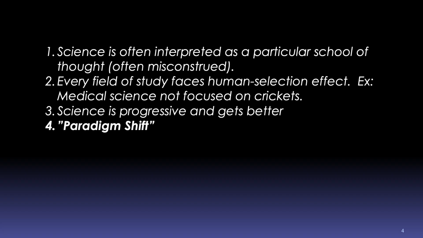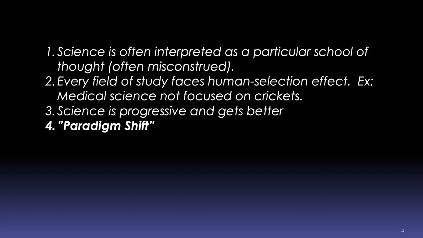Number two is that every field of study faces a human selection effect. Consistent with number one, we often interpret science or scientists in a certain way, but every field of study has a sort of human bias in that sense. An example is that medical science will not focus on crickets, right? Medical science is all about human beings. We try to save ourselves, and we don't care about saving the crickets. And so medical science is human-centric, right? So there is a selection effect.